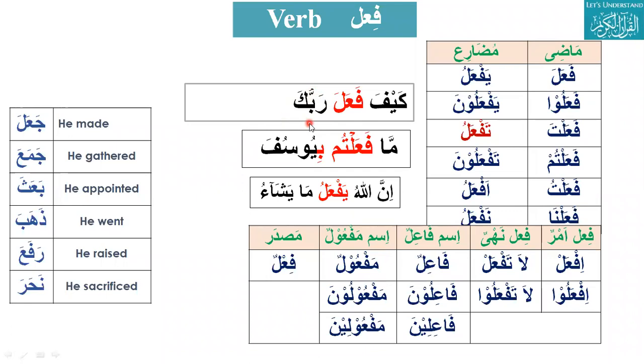Now follow the pointer and translate it. We want to show how easy it becomes to translate by doing this. No Arabic, just translate the word under the pointer. How he did your Lord. If we combine the translation, we can rearrange it: how your Lord did. Okay, thank you.